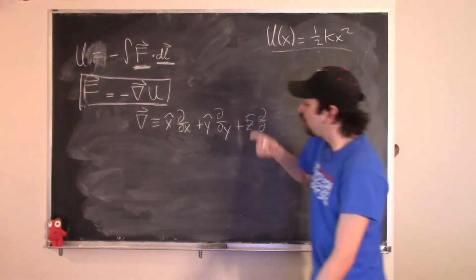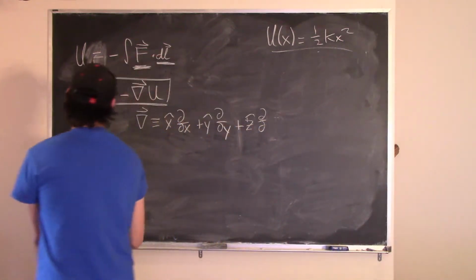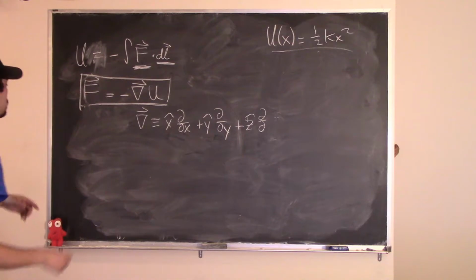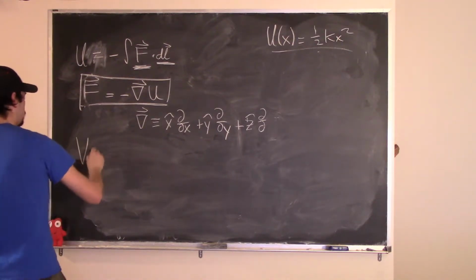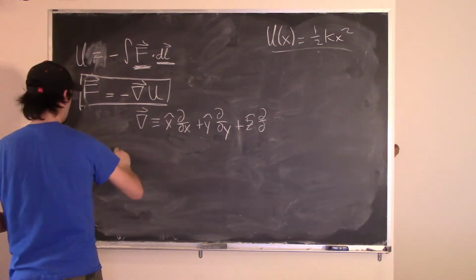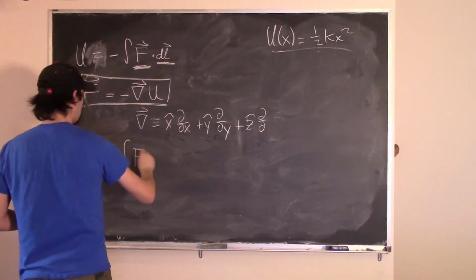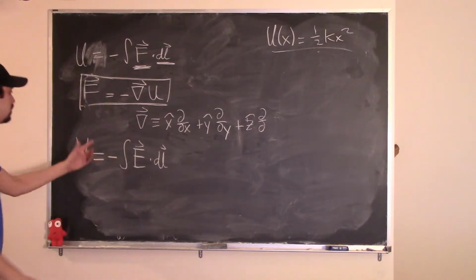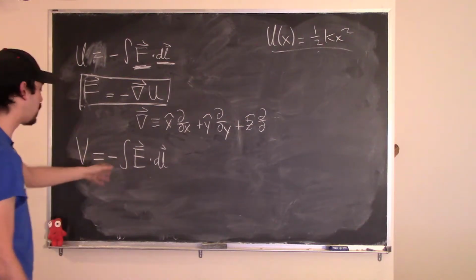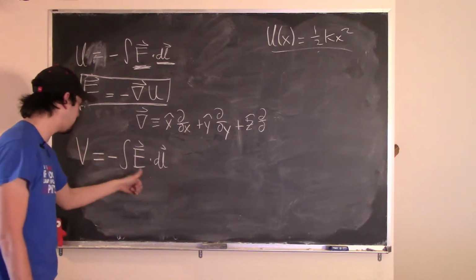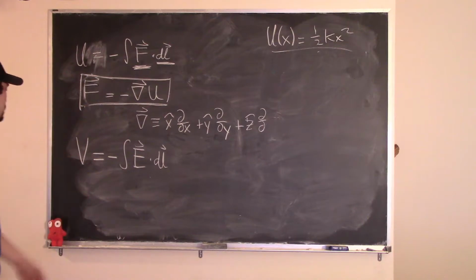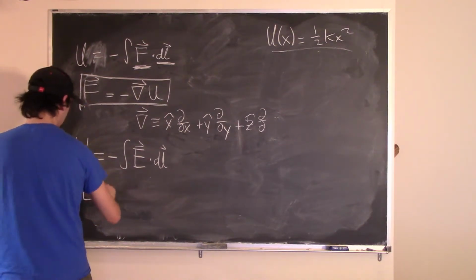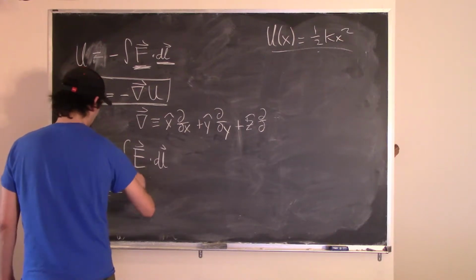So, to define the electric potential, we actually define it in almost exactly the same way as the potential energy. And that's to say that the electric potential is equal to the negative integral of E dot dl. And to undo this, if I wanted to find what the electric field is given some electric potential, this is to say that the E vector is going to be equal to minus grad V.